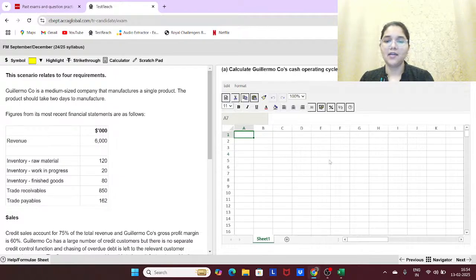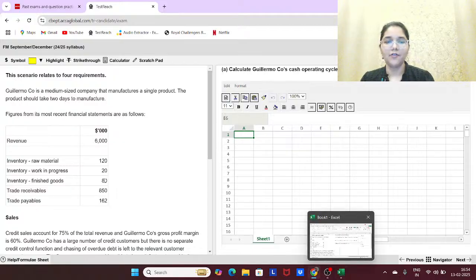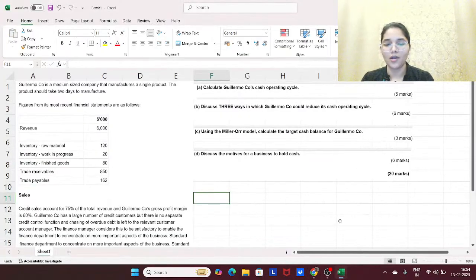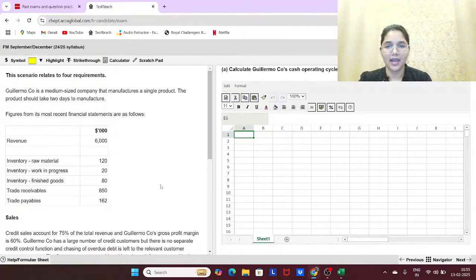Again, like the previous time, it's not letting me enter my answers here. So what I've done previously for you is that I've copy pasted the entire question as well as the requirements over here on my Excel file. So here we go. Let us first see the very first requirement, because this is how it's going to be visible to you in your final exam. You will be able to see the very first requirement along with the entire case study at a glance. So you can see that the first requirement is wanting you to calculate the cash operating cycle.